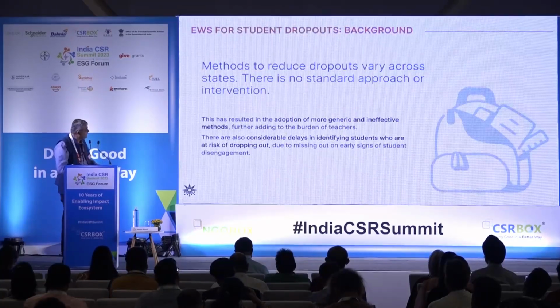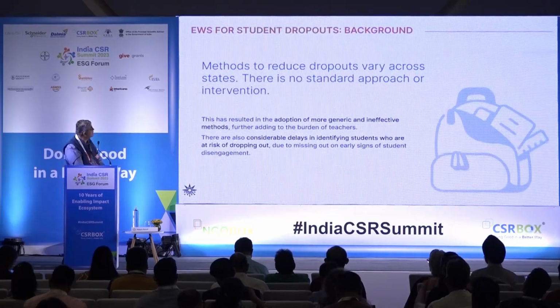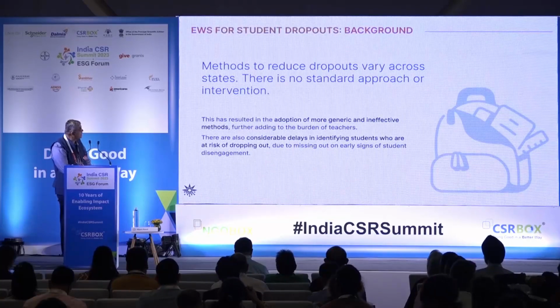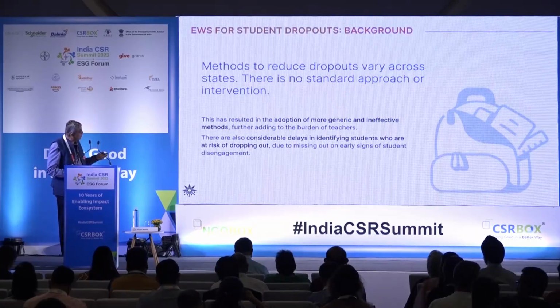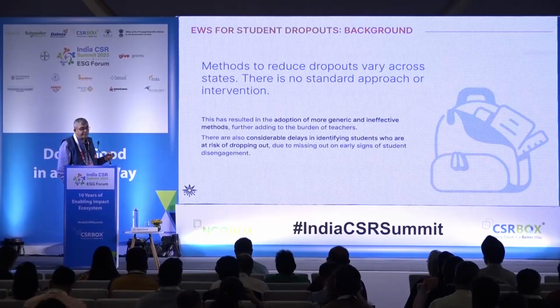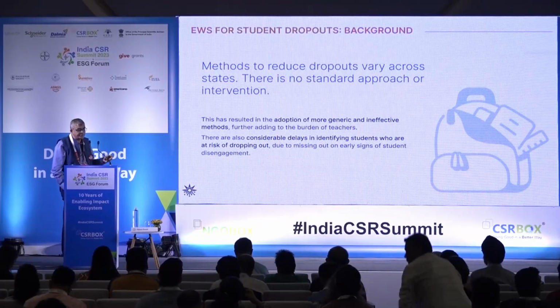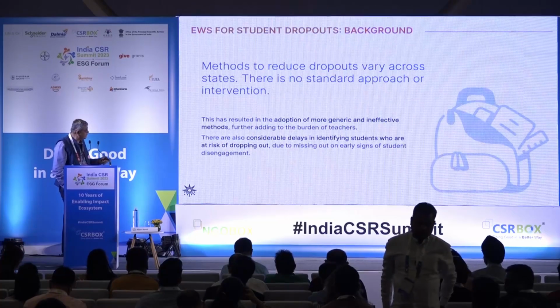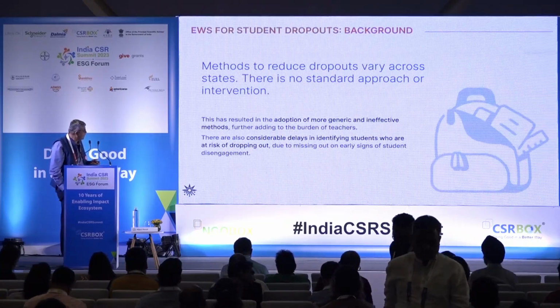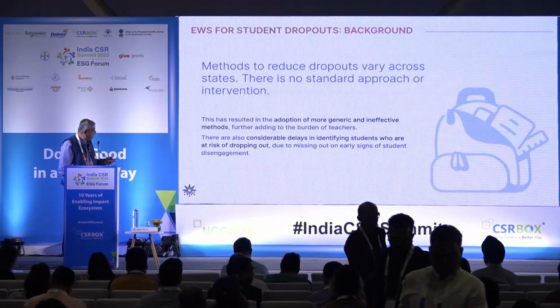The other solution that we are actively working on at the moment is an early warning system for student dropouts. Student dropouts are a huge problem across the country, and there's no standard approach or intervention to prevent dropouts. There are various heuristic approaches that are used in different parts of the country. And of course, dropouts are a problem. It results in ineffective teaching methods and so on.